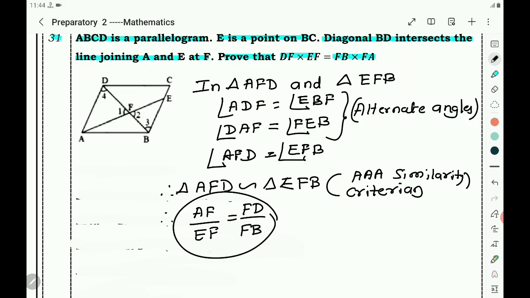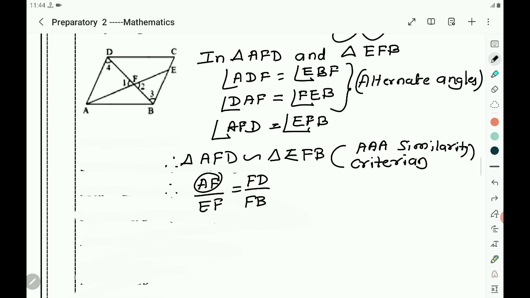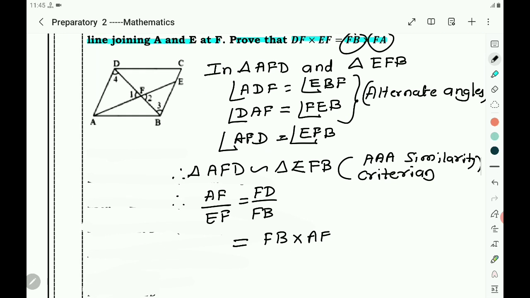This much is enough to get this, because here AF into BF, the product of these two, is equal to the product of these two. Therefore, you write AF into BF, or FB into AF, equals DF into EF. Here the corresponding sides of similar triangles are proportional.